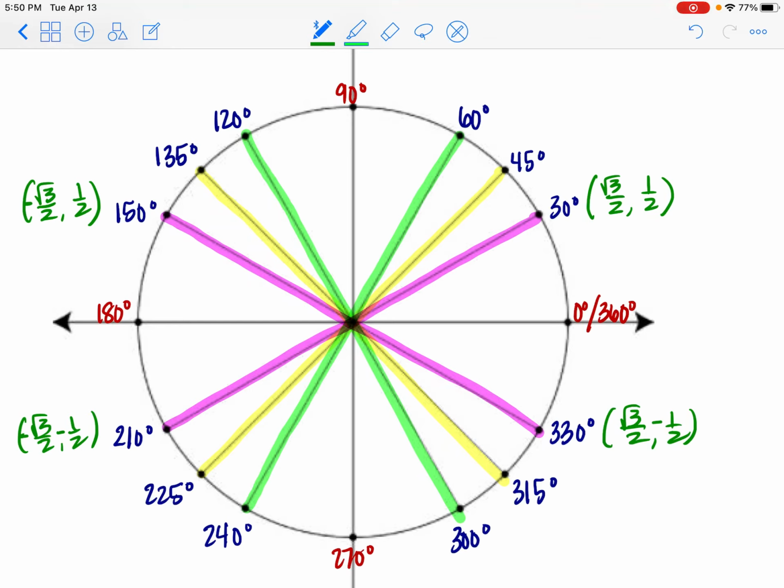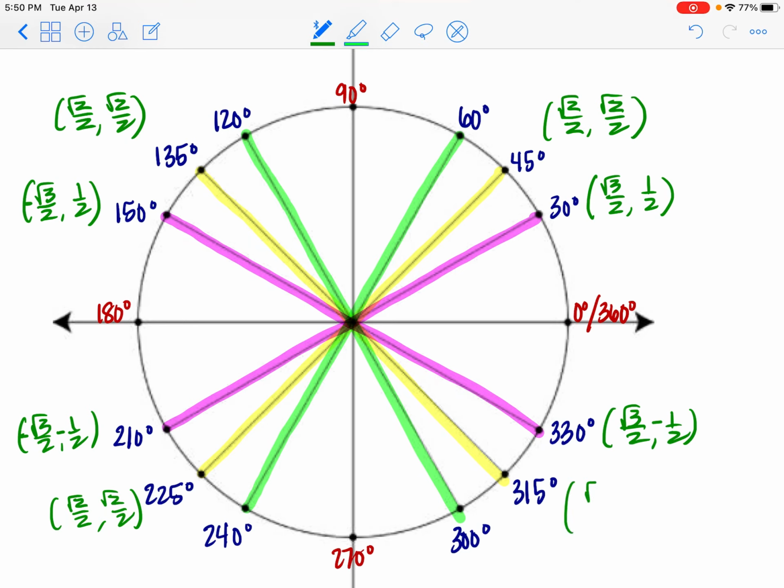Now let's go, oh, I should have made those color coordinated. Oh, well. 45s, these are going to be radical 2 over 2. And again here, radical 2 over 2. And again here, radical 2 over 2. And then finally over here, radical 2 over 2. And in quadrant 2, negative there, both negative in quadrant 3, negative y in quadrant 4.